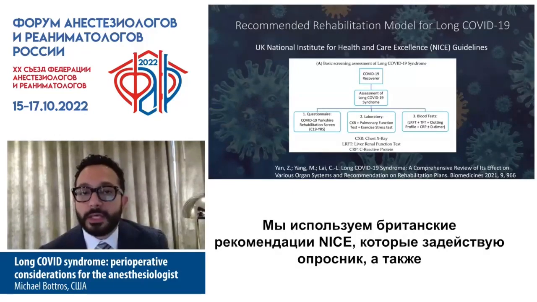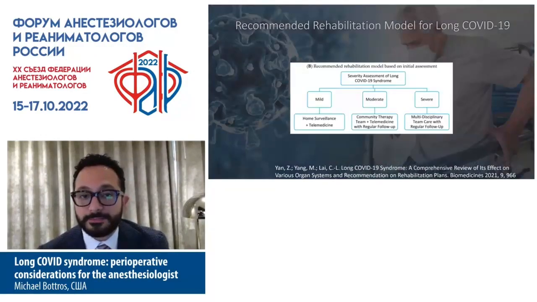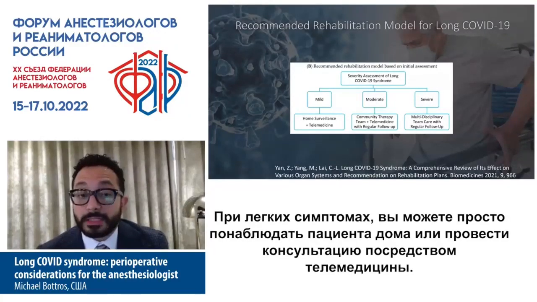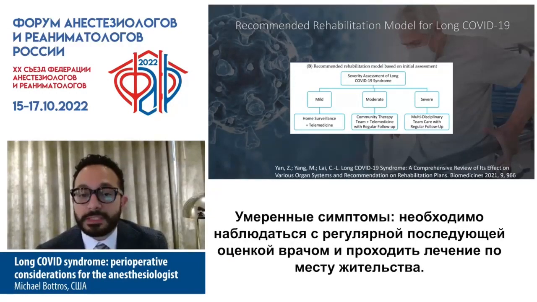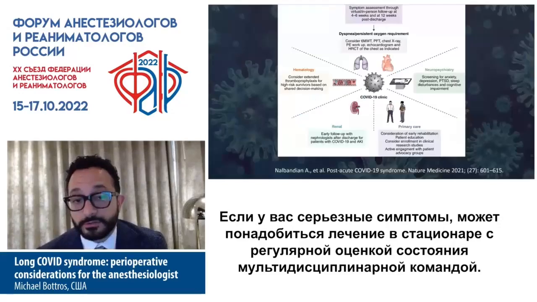So how do we treat long COVID? Well, we are using the UK NICE guidelines, which are using a questionnaire and then a combination of laboratory tests and blood tests. Now, for mild symptoms, you can just do some home surveillance or telemedicine. Moderate symptoms, they need to be seen with regular follow-up and have some community therapy team. If you have severe symptoms, we might need a multidisciplinary team with regular follow-up.